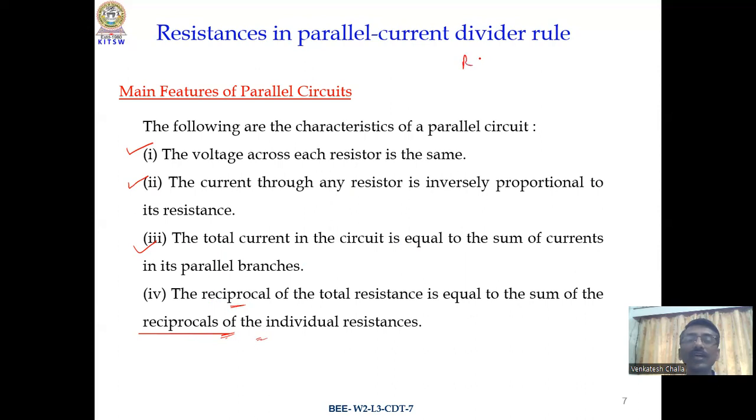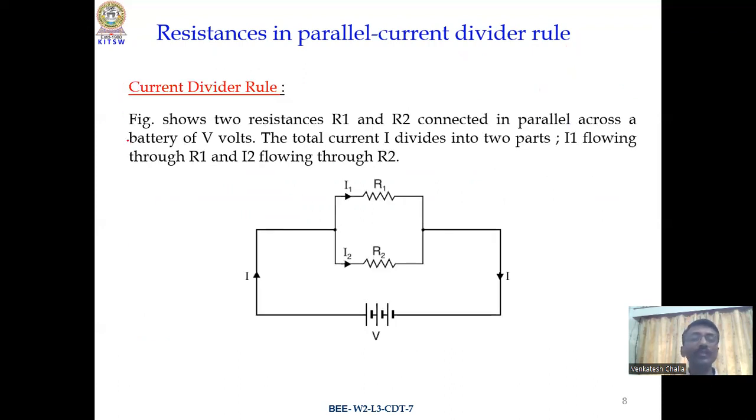For series connection, we had total resistance R equivalent as the sum of the individual resistances. But for parallel connection, reciprocal of equivalent resistance is equal to sum of reciprocals of individual resistances, like this. So we can now see that the total current coming here is dividing into the individual currents for the elements, and hence we can use what is called the current divider rule.